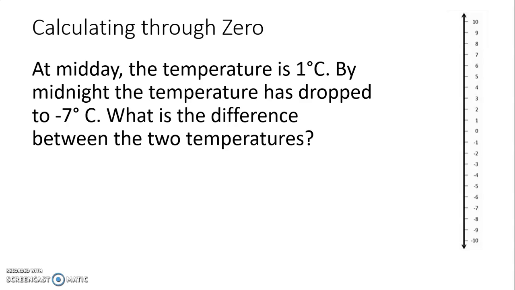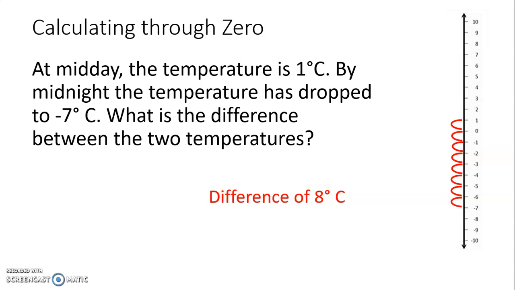Let's talk through using that number line on the right. So at midday, the temperature was 1, so let's find 1 on that number line. There it is. And then it has dropped all the way to -7. So what is the difference between the two temperatures? That's the number of numbers between. And we can count there. We can see that there are 8 numbers between. So the difference is 8 degrees C.